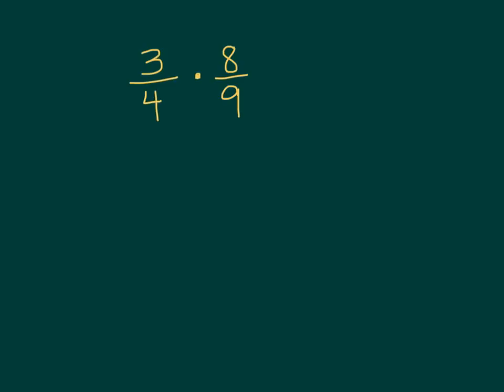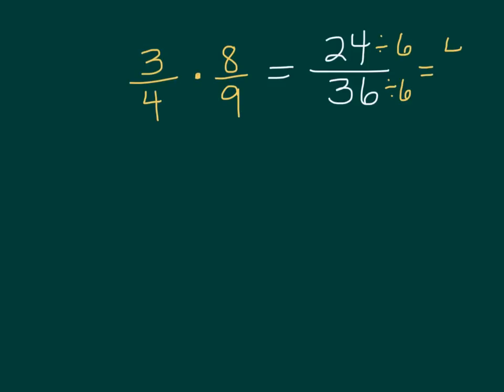In the last video you guys learned that you could just multiply straight across. So 3 times 8 is 24, 4 times 9 is 36. Now, we always told you that you need to simplify. So I'm going to try to think of a number that goes into 24 and 36. Well, one number that I can think of is 6. I'll just divide the top and the bottom by 6. 24 divided by 6 is 4. 36 divided by 6 is 6.